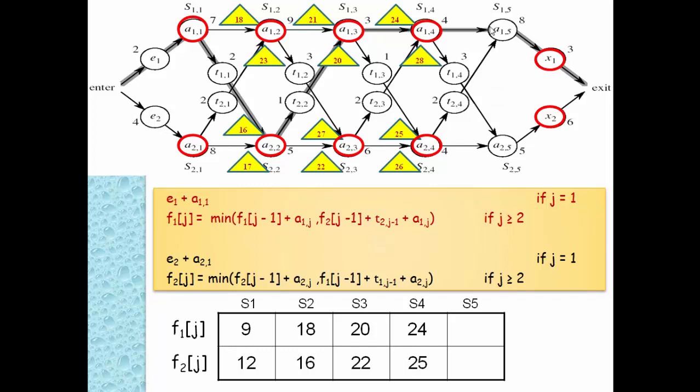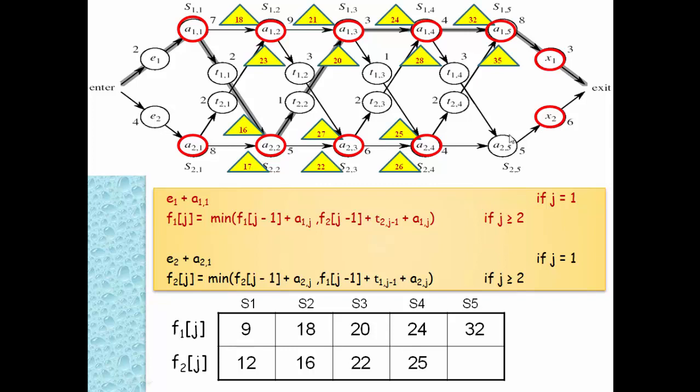Then the last station, that is station number 5 of line number 1. Here again 2 paths, one from line 1, and the previous value was 24. 24 plus 8, that is 32. So when we choose assembly line 1, the answer is 32. When we choose assembly line 2, the previous value was 25. 25 plus 2, that is 27. 27 plus 8 is equal to 35. So among 32 and 35, 32 is the minimum, so we have to store 32 in the matrix.